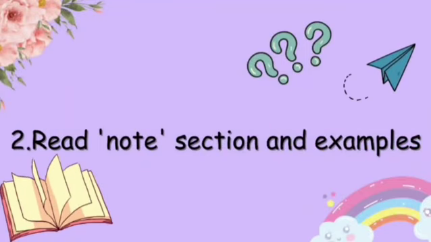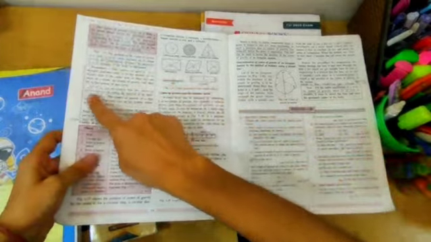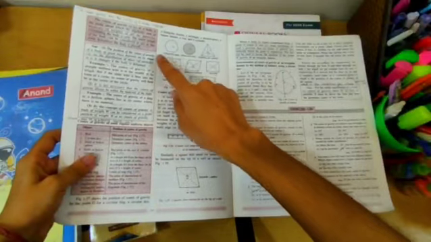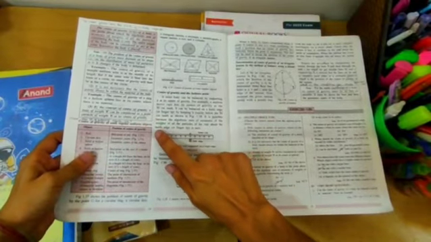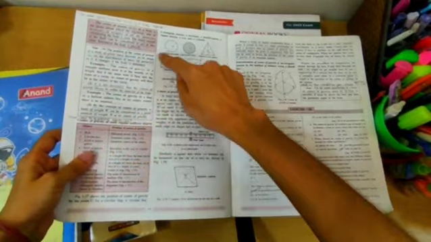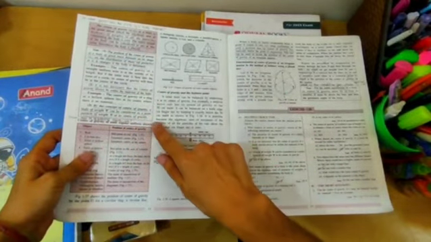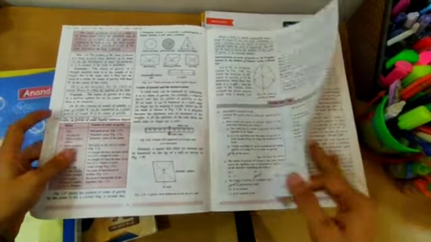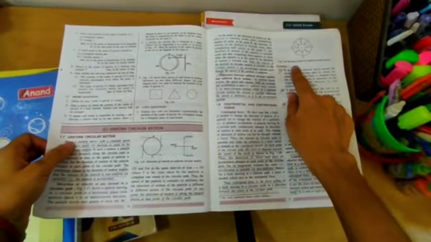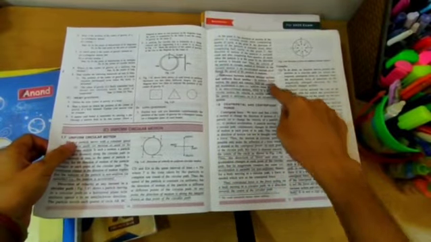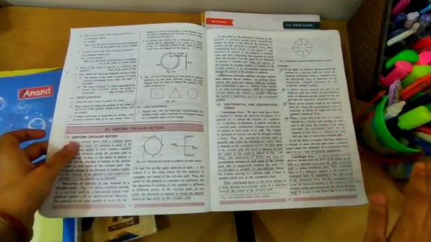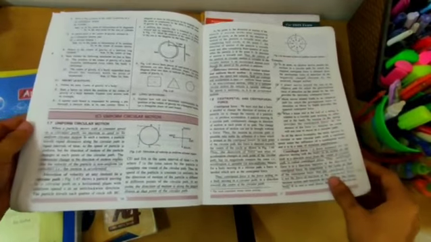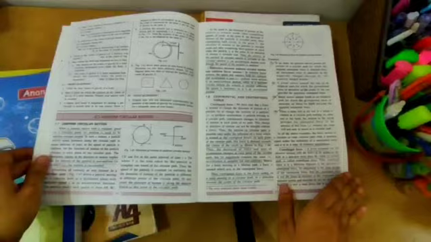The most important tip is reading the notes section, like this block. This block is given in almost every chapter, and this is from where the questions actually come in the exam. These are actually the solutions of the questions which have previously come in the examination. You should also do the examples, from where the application based and competency based questions come.